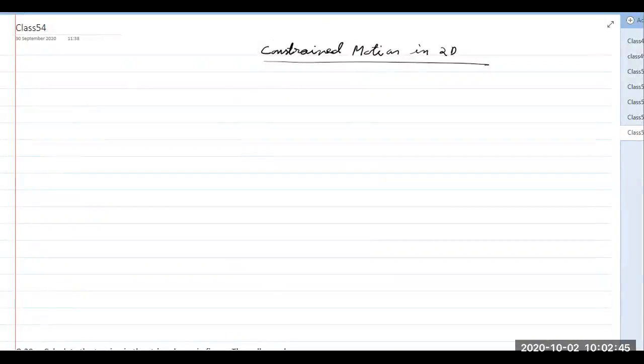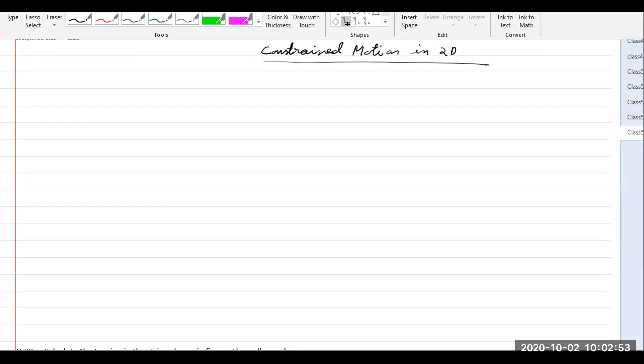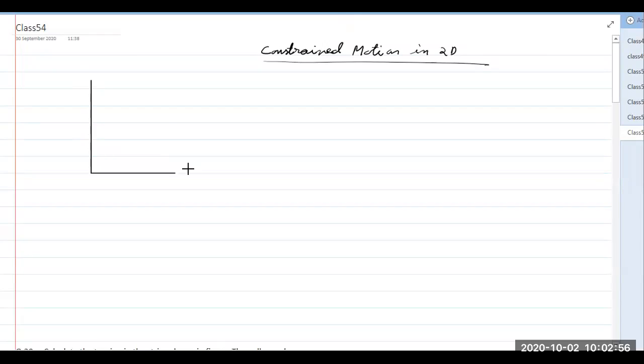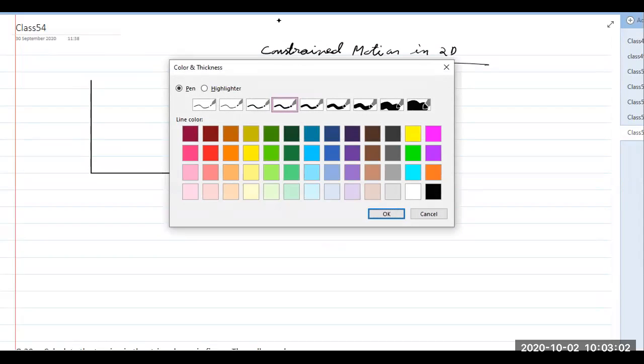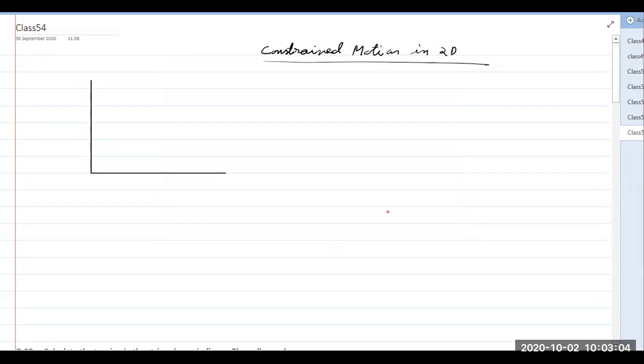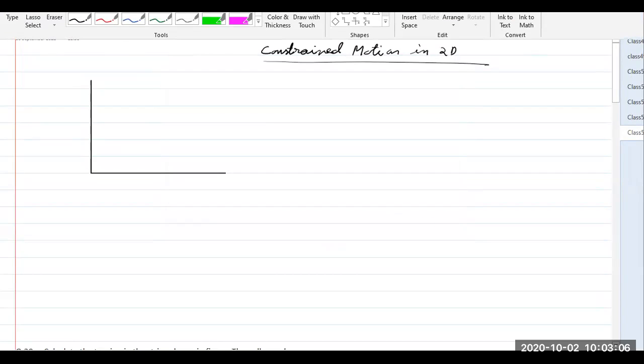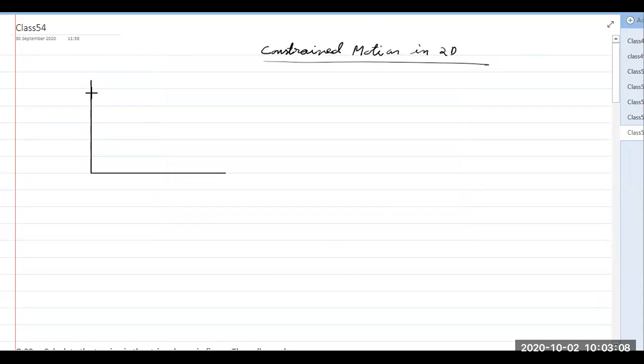Question in 2D. Some of the questions we did in the last class, and we will do some more questions. So we will take some example. Suppose we are having two walls like this, and we have a stick. We are having a stick like this. This stick is sliding on this surface.